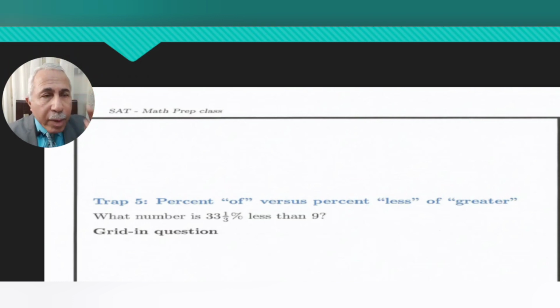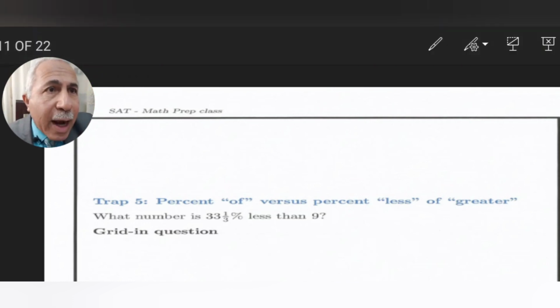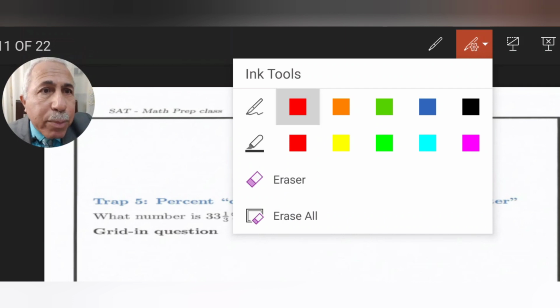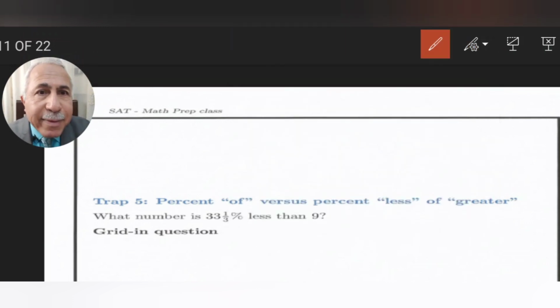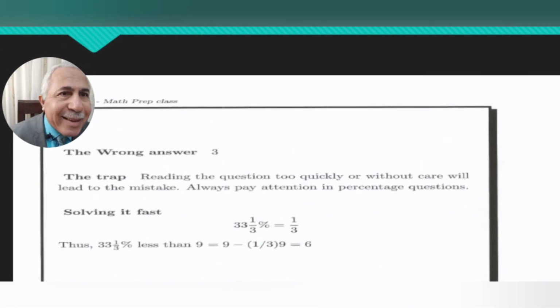Okay? So the most important point that you have to mark is I have 33 and 1/3%, and I have less than, and I have this 9. These three things are very, very important. Now, deal one by one, as I told you before. Let's now solve the question. Percentage question. Very, very tricky percentage question. Please take care of it.